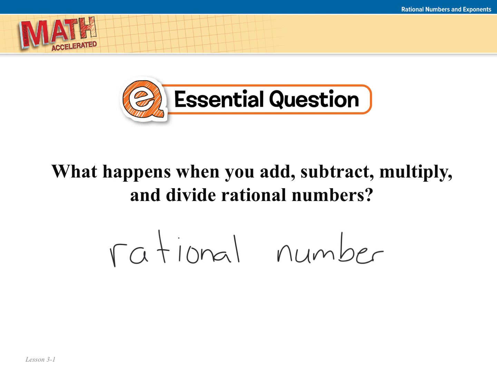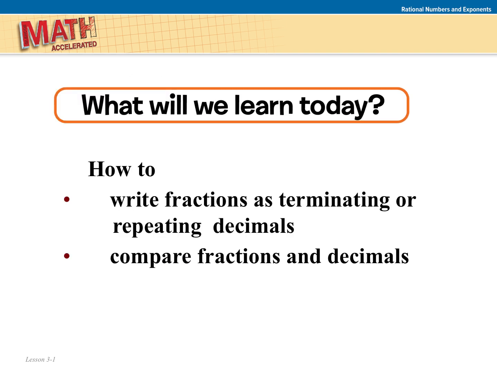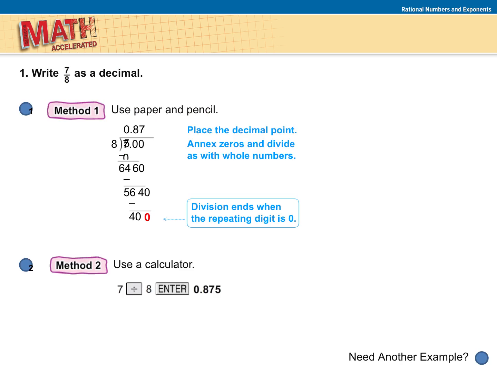Just like last chapter. So today we're going to learn how to write fractions as decimals, and we're going to compare fractions and decimals. How do we compare numbers? We use inequalities. What are inequalities? Greater than, less than, or equal to. We're going to have those back today, okay? So, let's get into it.